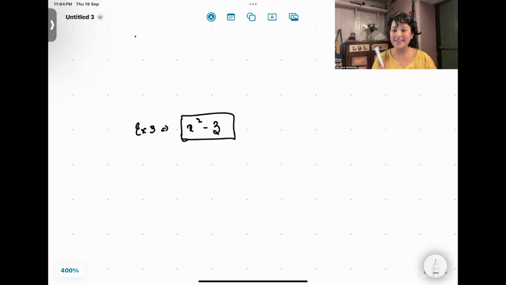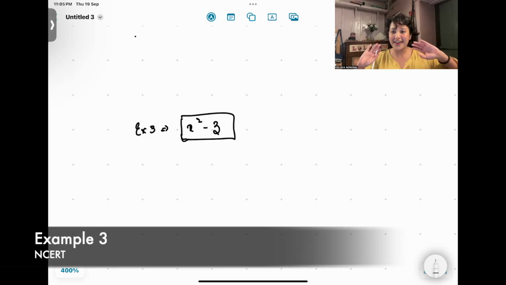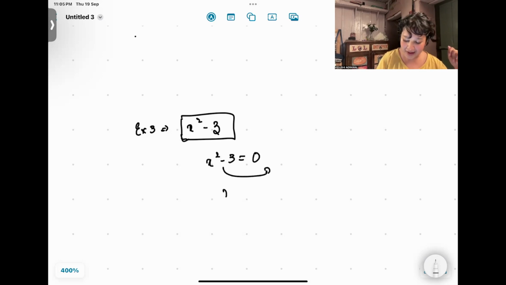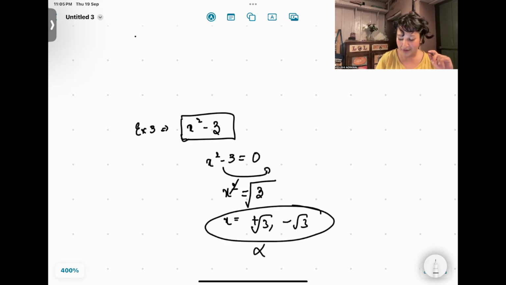Now look here. This is your example number 3, x squared minus 3. What are you going to do? I'm giving you a short trick. Please follow this. Do not follow any other answer that you are told. So x squared minus 3 equals 0. If I transfer 3 to the other side, I'm getting x squared equals 3. Square is there, so if I cancel the square and transfer it to the other side, I'm getting under root. Under root can be both positive and negative. So I'm going to write x equals plus root 3, minus root 3. The first one is my alpha, the second one is beta.